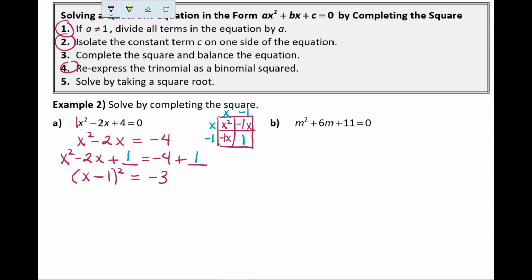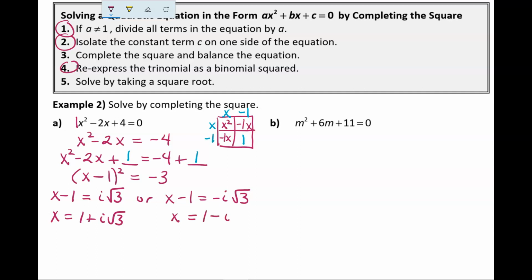Next, we'll solve by taking a square root. So if x minus 1 squared is negative 3, then x minus 1 can be i times the square root of 3, or x minus 1 can be the negative i times the square root of 3. So adding 1, x equals 1 plus i root 3, or x equals 1 minus i root 3. So our solution set contains 2 conjugate solutions, 1 plus i root 3 and 1 minus i root 3.